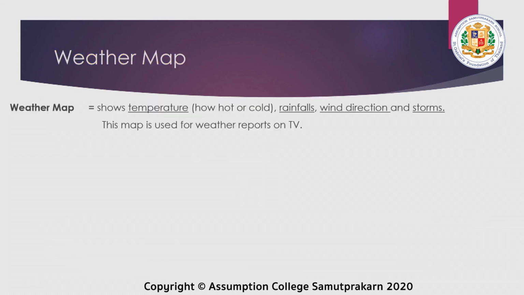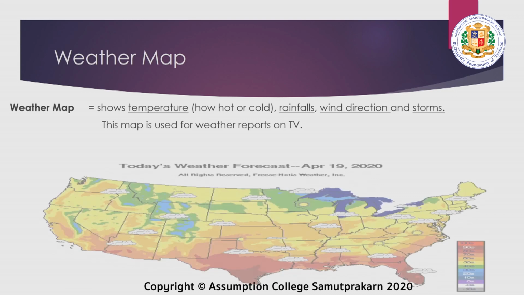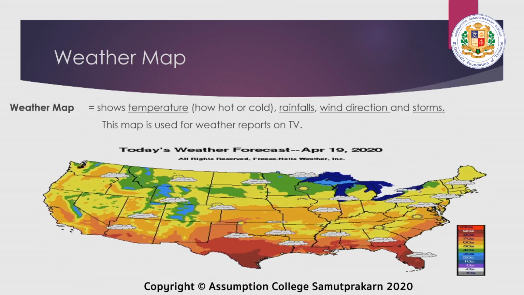The next one is the weather map. Again, a weather map shows information like the temperature, how hot or cold things are. It shows rainfall, wind direction, and storms. Now, if you always watch TV, there are TV reports, you can see a weather report by a weatherman. So, weather forecast, this is the map of the United States of America.